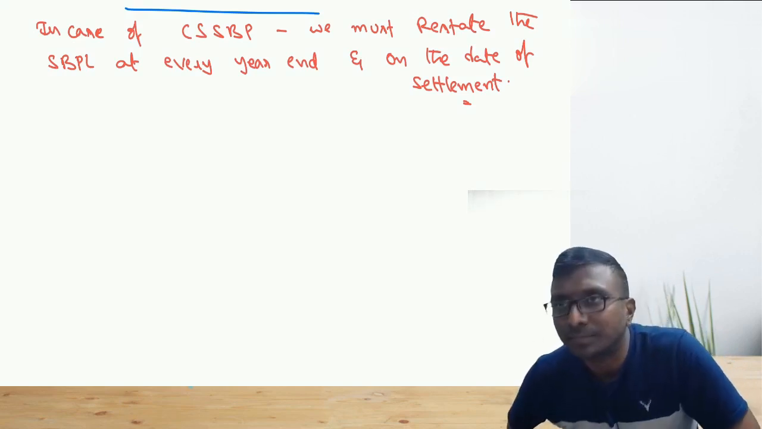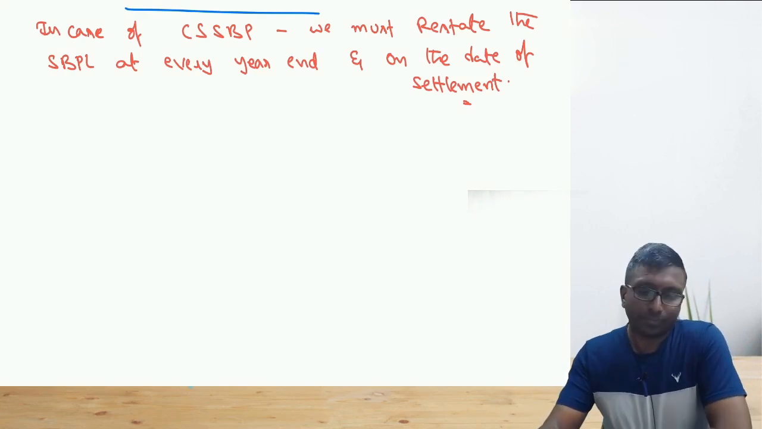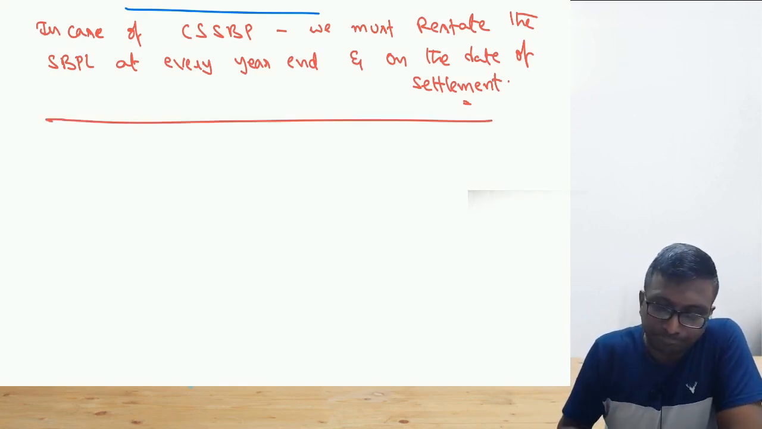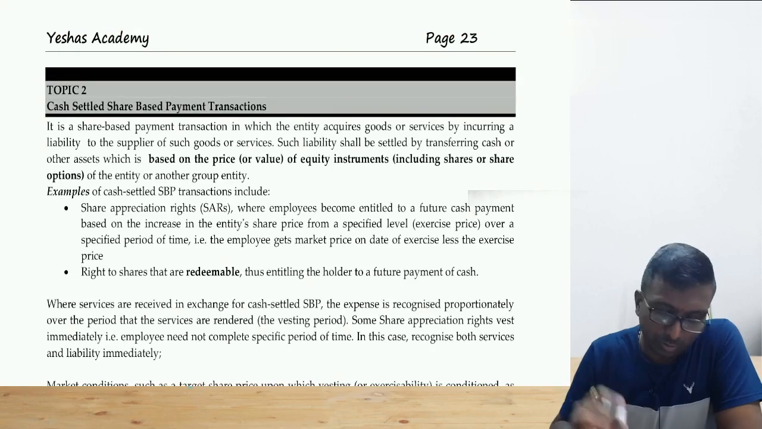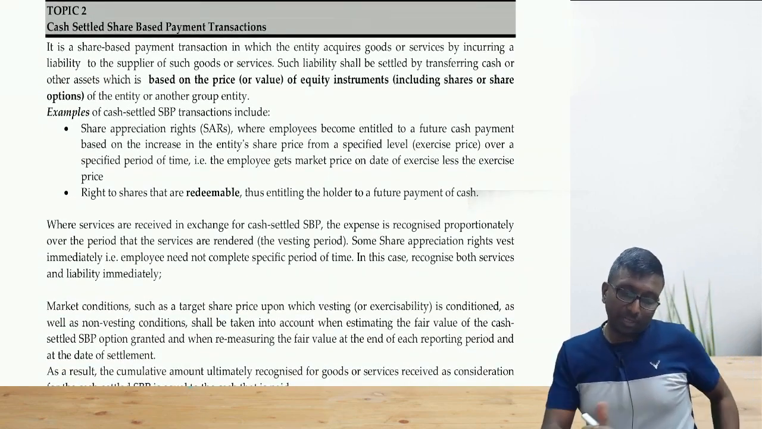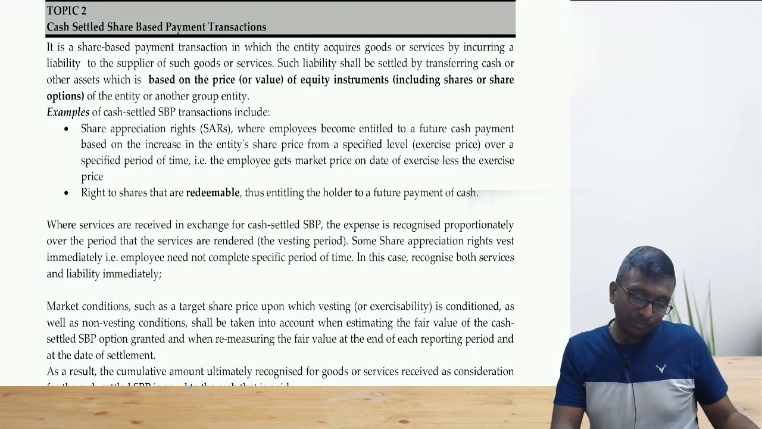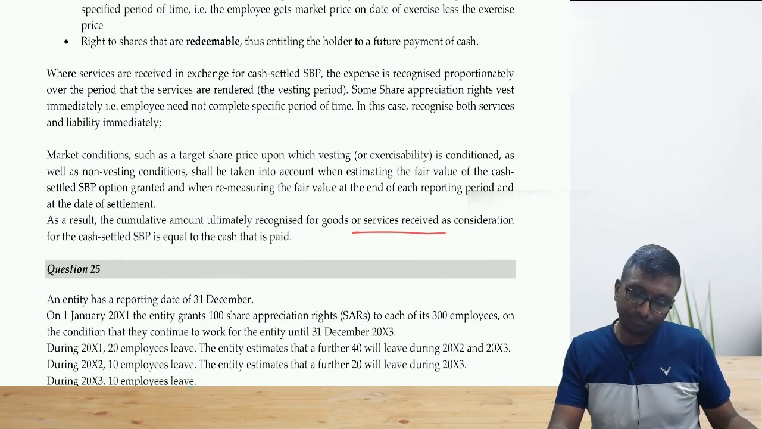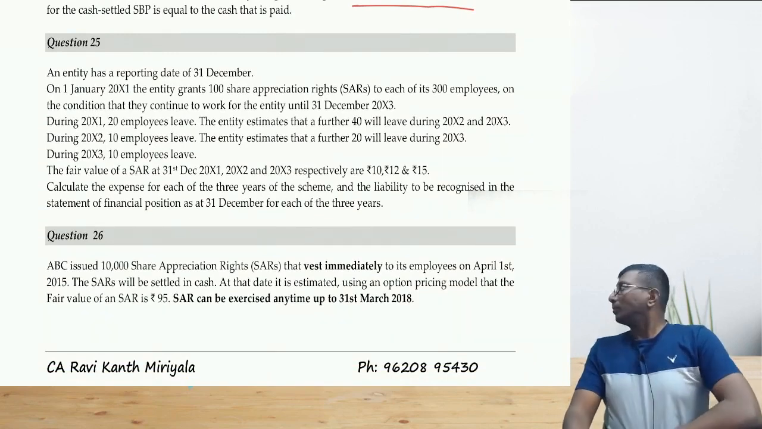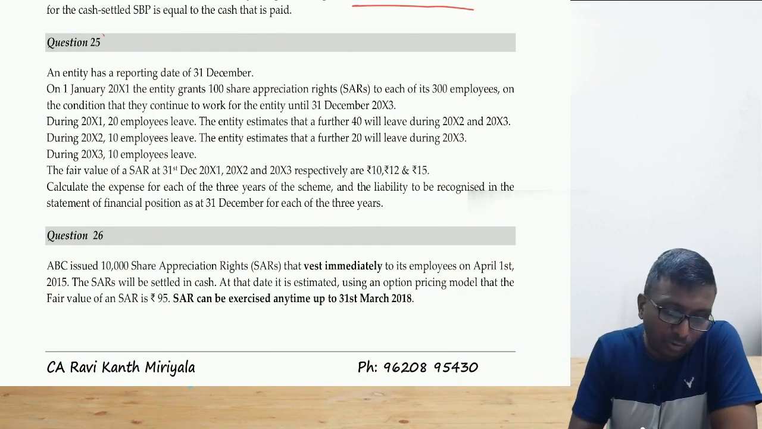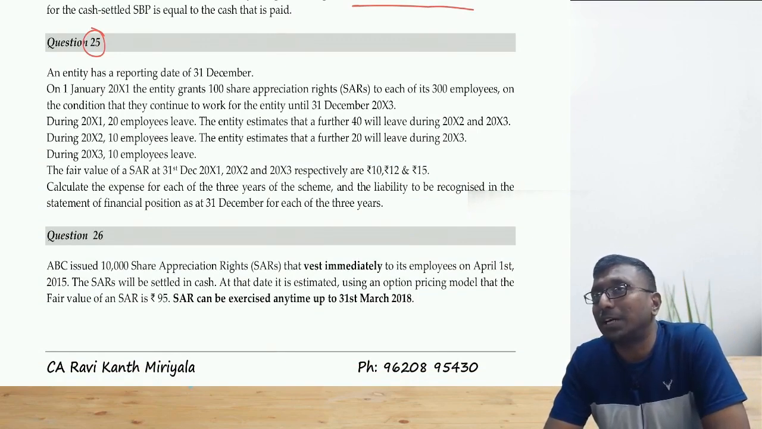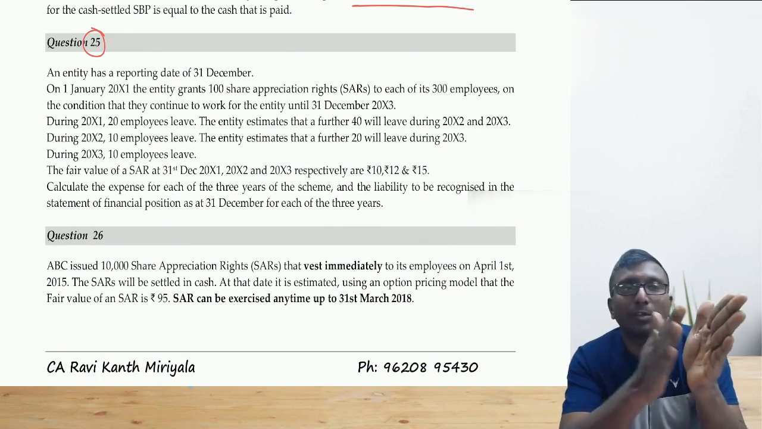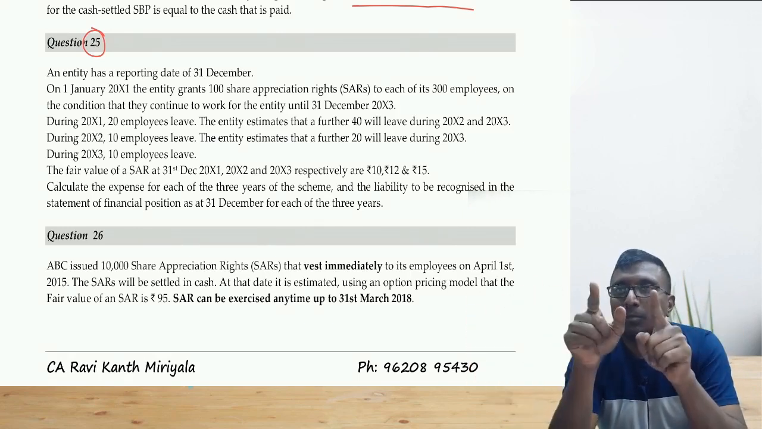I think we can start looking at the sums. Just see, have I missed out something? Cash settled: when the service is received, exchange, market condition, target share price, expectation. It's okay, same thing, a small one. That's all. Actually, I told you, topic number two is small, but actually, if you divide the questions from topic one, two, three, four, more questions come from this topic.